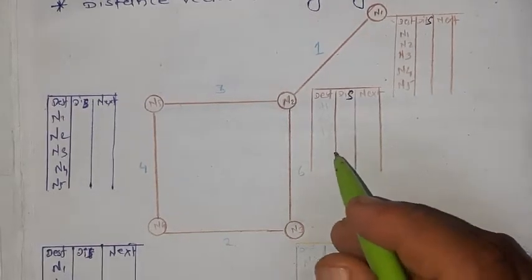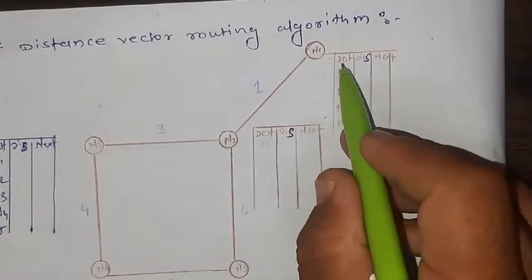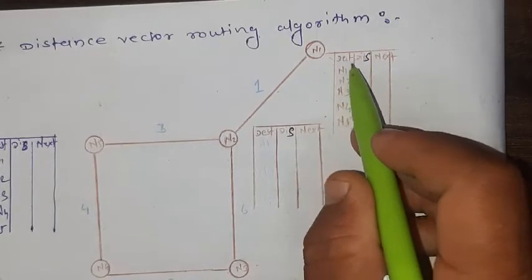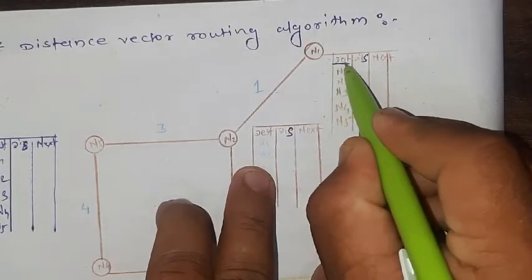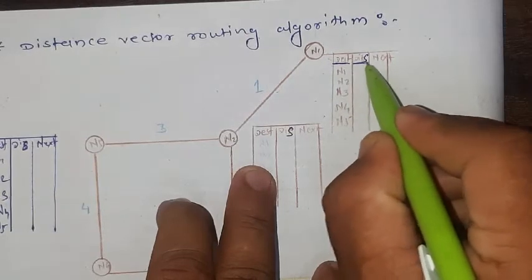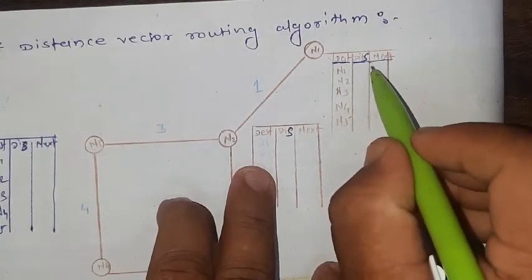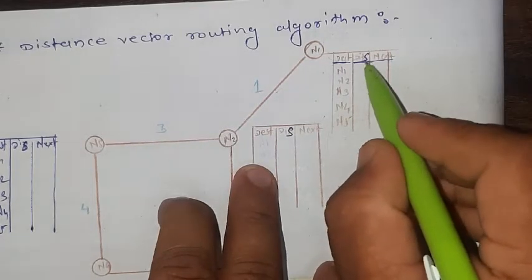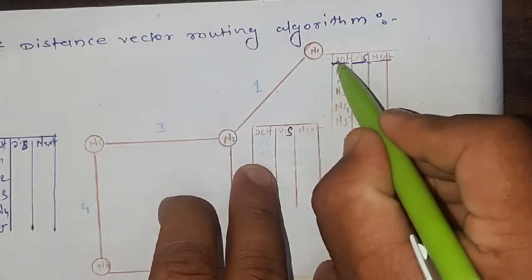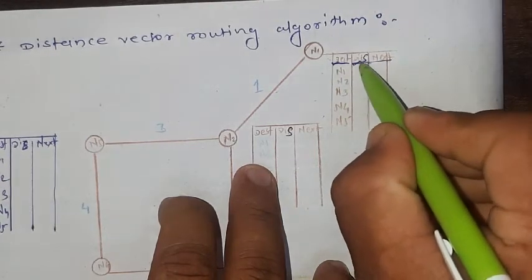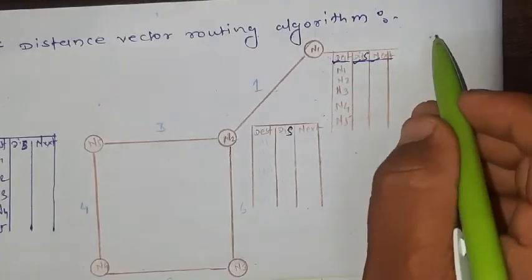So how to fill this routing table, we'll see here. Suppose first we start with n1. So the first column is what? Destination. Second is distance, and last is what? Next. Okay, if you are unable to read it, please listen carefully. First column for destination, second column for distance, and third column for next hop or next node.